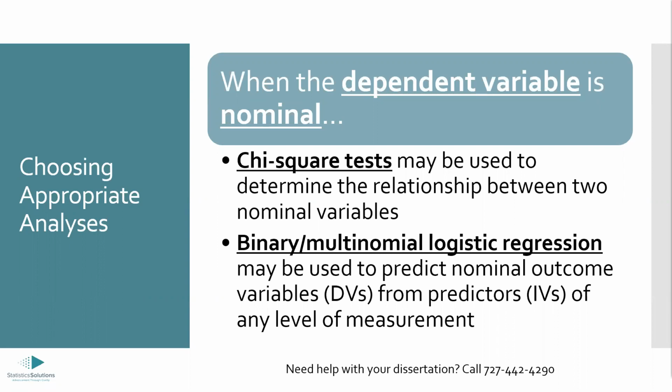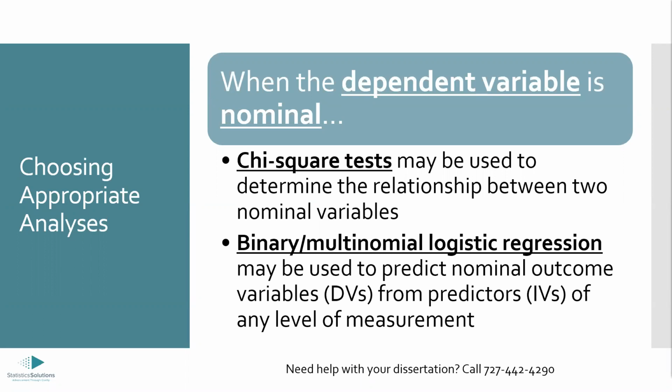So an example of this would be if you wanted to see an association between gender and a diagnosis of depression. So was someone diagnosed with depression or not, yes or no? Since those are both nominal categorical variables, you might use something like a chi-square test to see if there's an association between gender and the diagnosis. So are males diagnosed more frequently than females or vice versa?